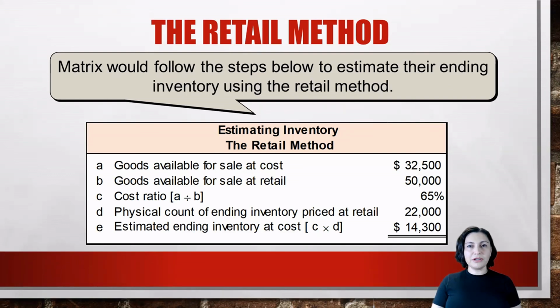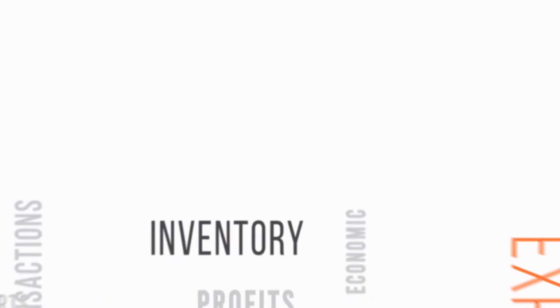Next, take Matrix's ending inventory at retail of 22,000 and multiply it by the cost ratio to arrive at estimated ending inventory at cost. For Matrix, this is $14,300.